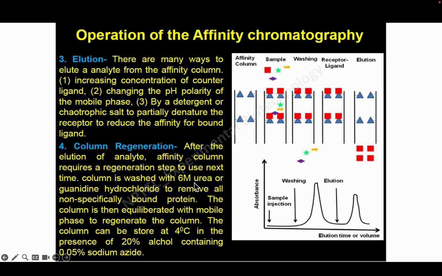So the column is washed with 6 molar urea or guanidine hydrochloride. What happens? It will denature all the proteins which are bound to the column. To remove all non-specifically bound protein, the column is then equilibrated with mobile phase to regenerate the column. The column can be stored at 4 degrees Celsius in 20% ethanol with 0.05% sodium azide, so that the column will stay active and not have any fungal contamination.